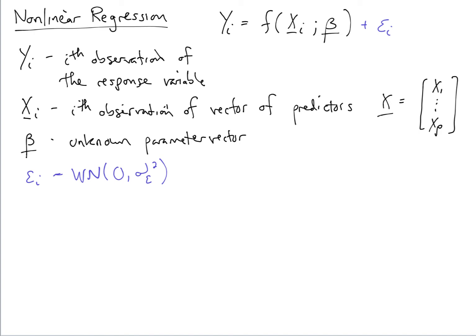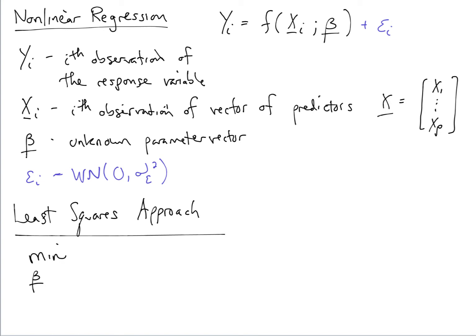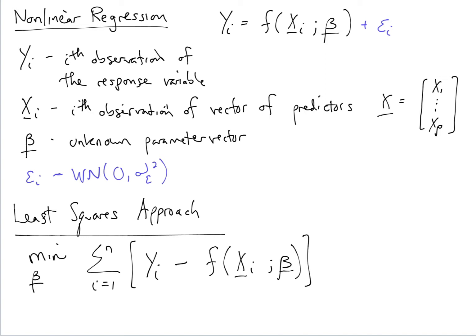We can still use the least squares approach for our choice of beta. And so we want to minimize over beta the sum of i ranging from 1 to n of, as usual, our observation, y_i, minus the fitted value at the predictor x_i, given the beta parameter vector, and we square that. And so we recognize that what we have here are the errors, right? This is the difference between the ith observed response value and the ith fitted or predicted value for the response.